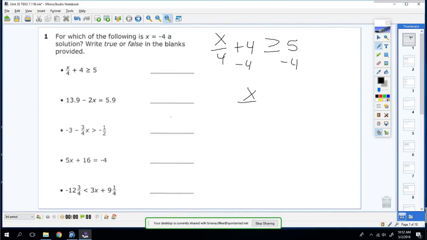You get x over 4 is greater than or equal to 1. Since this 4 is on the bottom, that means it's being divided. So you're going to do the opposite, and multiply 4 to both sides. So your answer is going to be x is greater than or equal to 4. So this is a false statement because it wants to figure out which solutions equals -4.